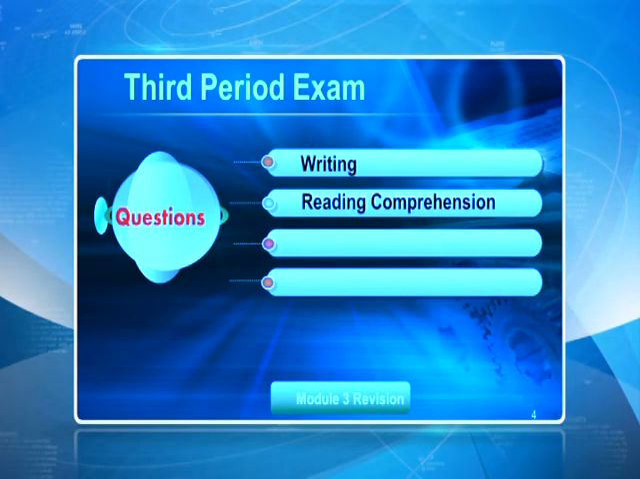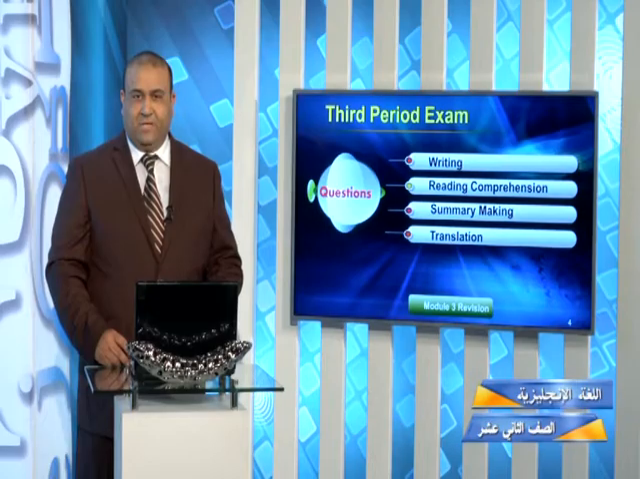Then you will have a reading comprehension question, which includes 3 different questions. The first one is multiple choice, the second one is a productive question, and the third question is summary making. The last question is translation, in which you are going to be tested on 2 different types of translation. You will have 2 questions.